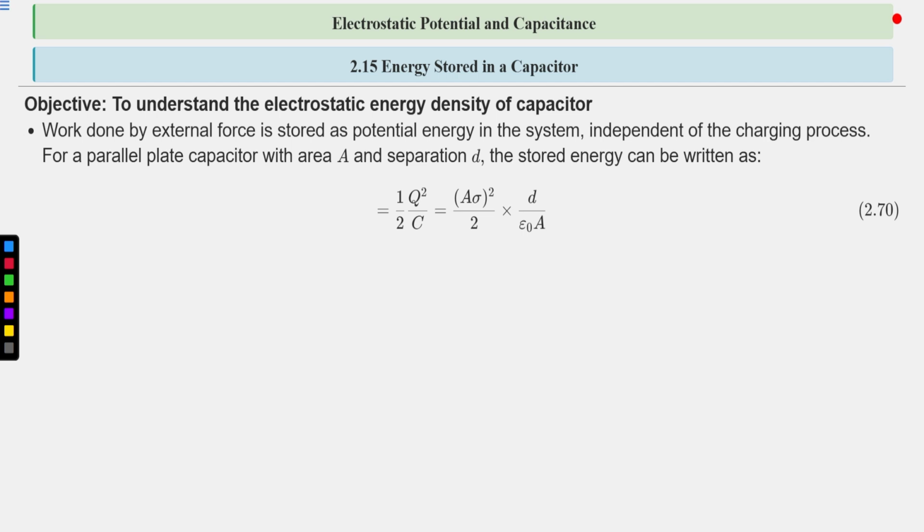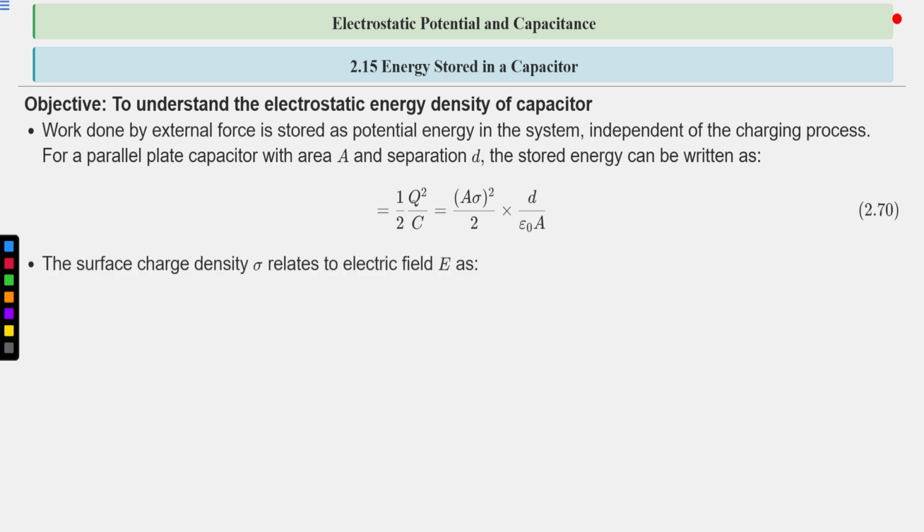For a parallel plate capacitor with area A and separation D, the stored energy can be represented as half Q squared by C. We can put Q as A sigma, where sigma is the surface charge density, times area, which gives Q. So A squared sigma squared over 2C. What is C for a parallel plate capacitor with no dielectric medium between its plates? C equals epsilon naught A upon D.